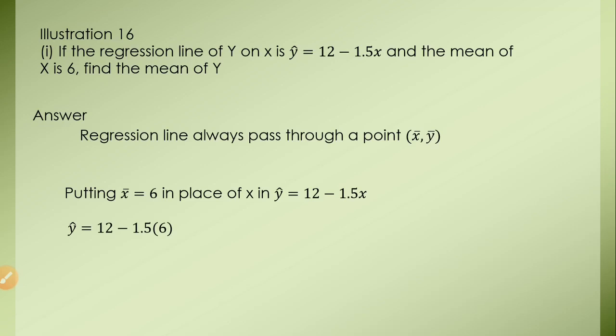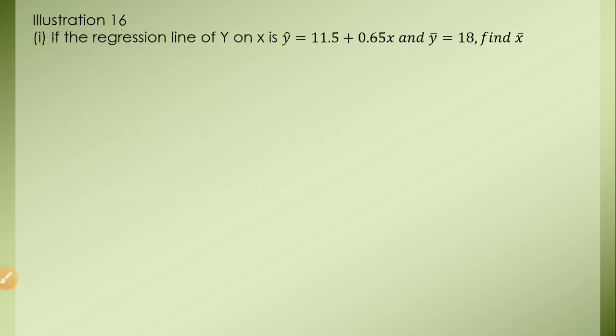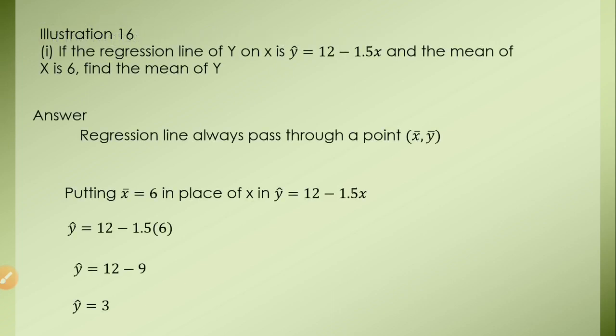1.5 into 6. Now we'll multiply 6 into 1.5, which comes to 9. Now 12 minus 9 is 3. You have to find only mean of y. This y cap is 3, so y bar is also 3. See, y cap and y bar are both the same, so this is your answer: y bar is equal to 3.